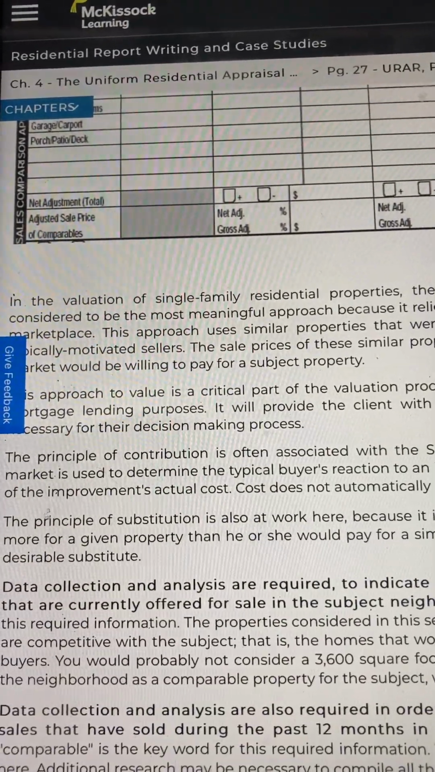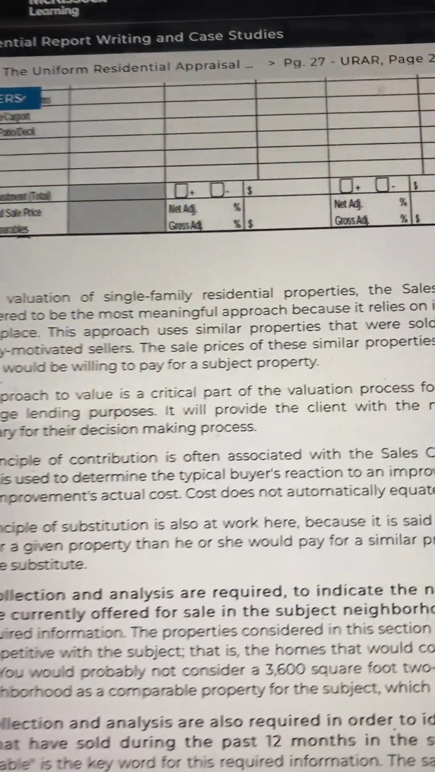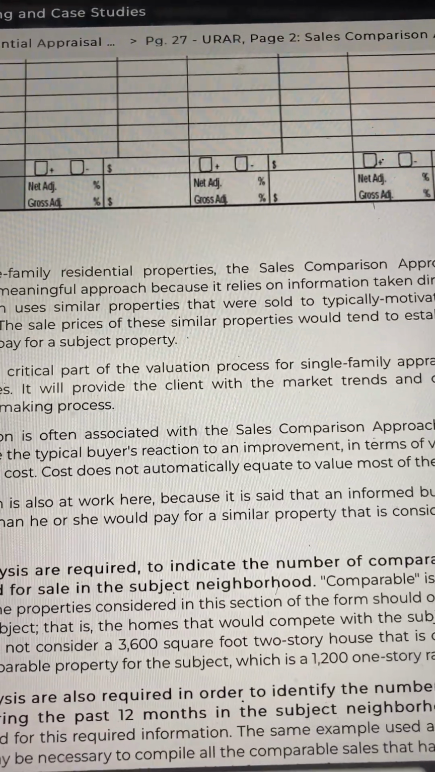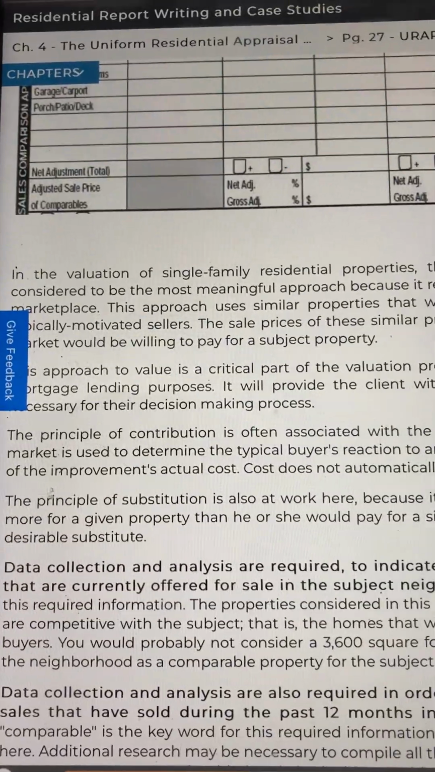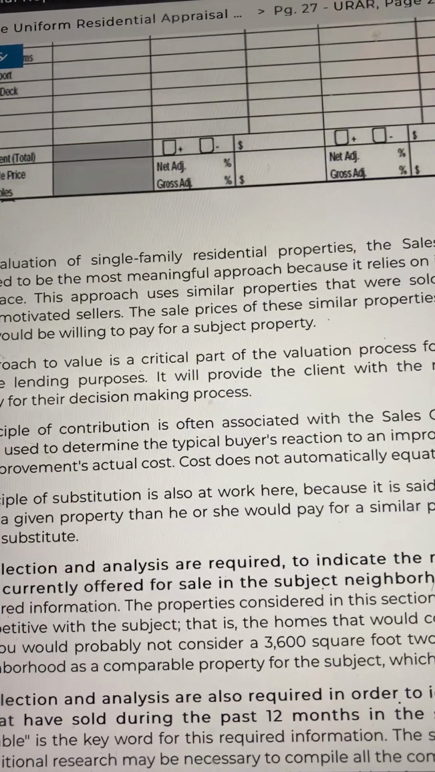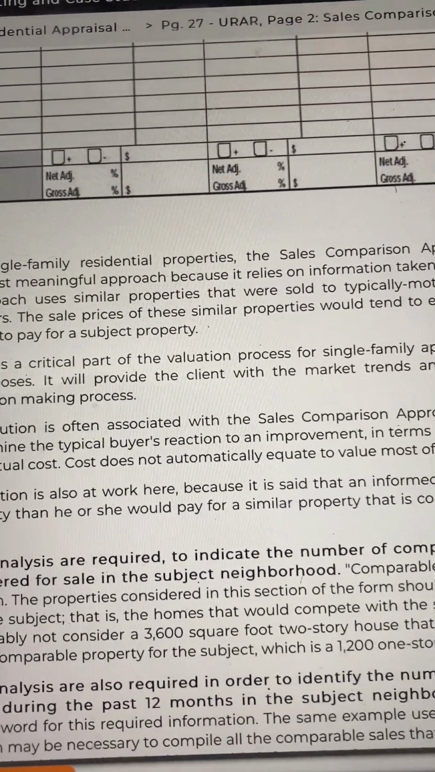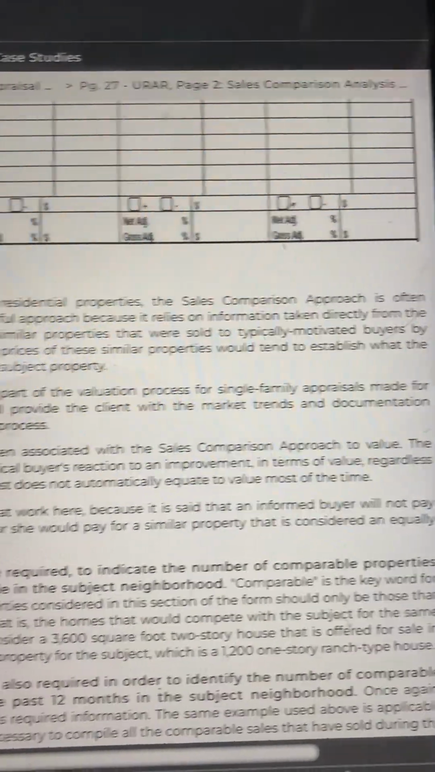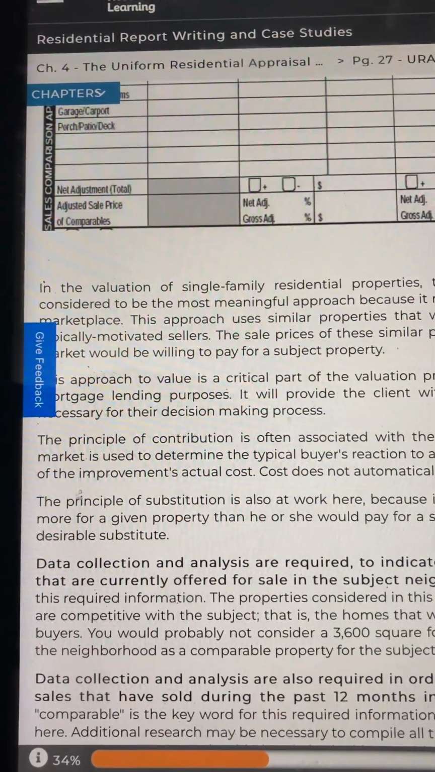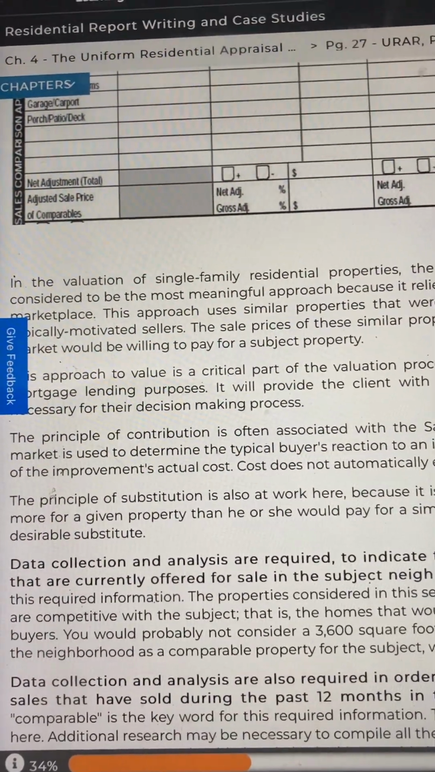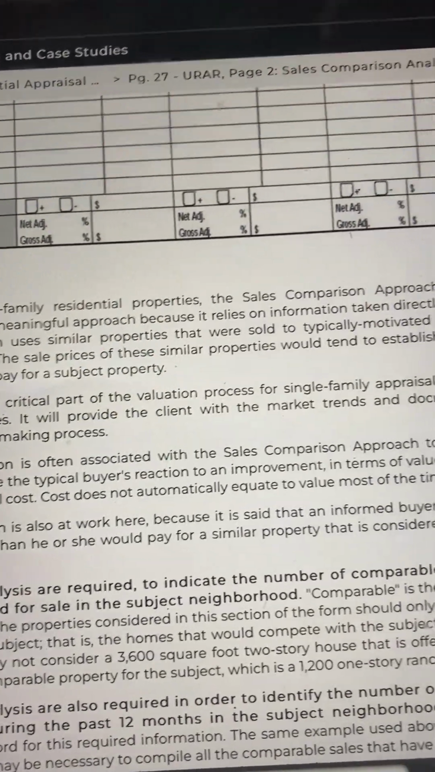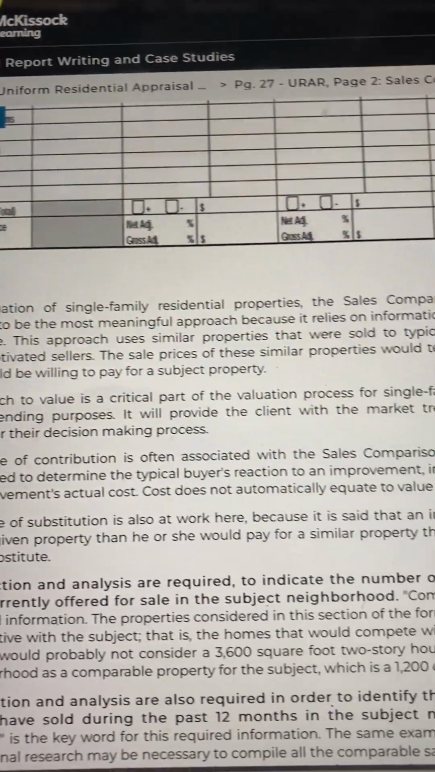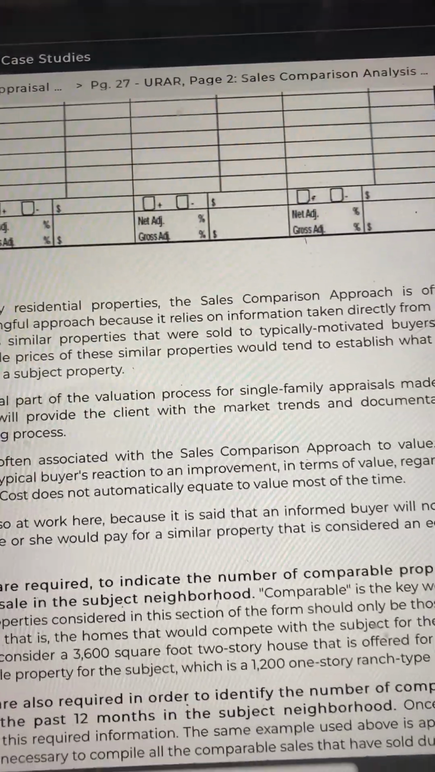The principle of substitution is also at work here, because it is said that an informed buyer will not pay more for a given property than he or she would pay for a similar property that is considered an equally desirable substitute. Data collection and analysis are required to indicate the number of comparable properties that are currently offered for sale in the subject neighborhood.